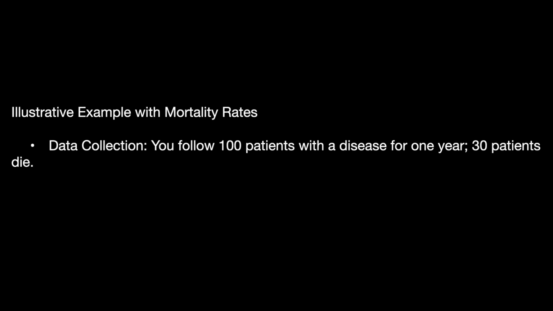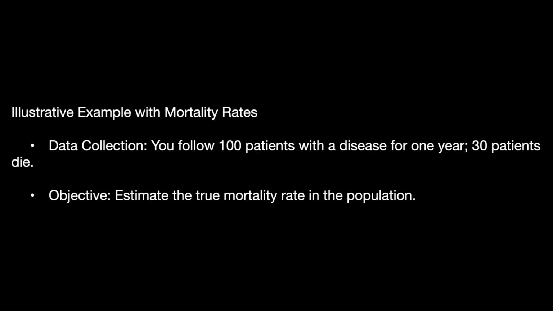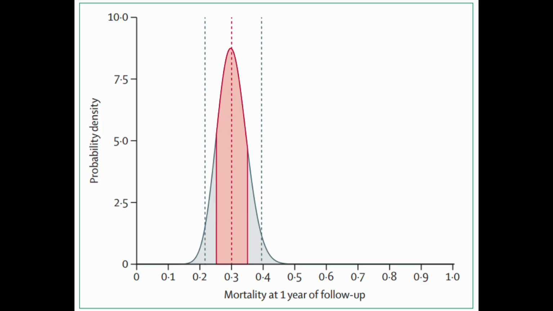So another example with mortality rates. Say you collect the data, say for about 100 patients with a disease for 1 year, and you find that 30 patients die. So you estimate the true mortality rate in the population. That's your objective, trying to find out if this population is representative of the whole population, what would be the probable mortality rate. So this is what it looks like.